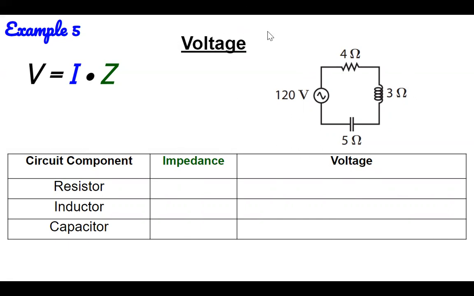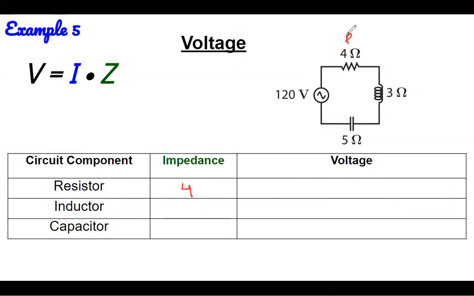All right. So for the first one, which one's our resistor? 4. So we have 4. Which one is our inductor? 3I. And our capacitor, I'm going to do it in green. It would be negative 5I. Now, all together, it would be what? 4 minus 2I. Okay. Now, let's figure out the voltage of each component separately.